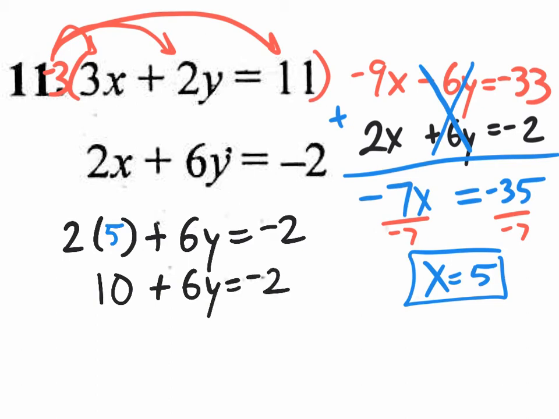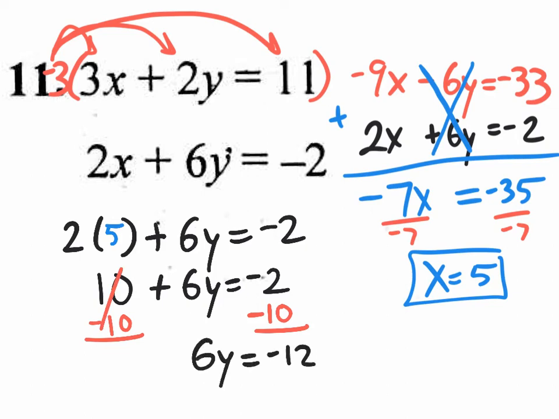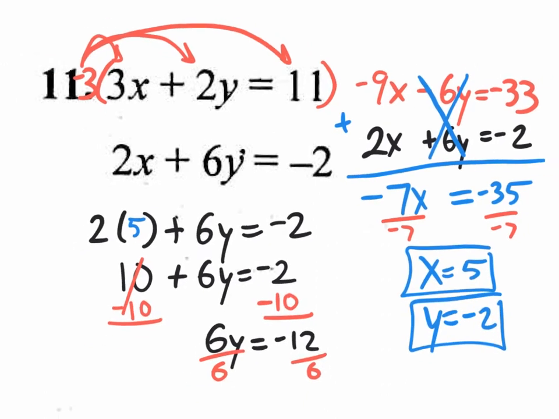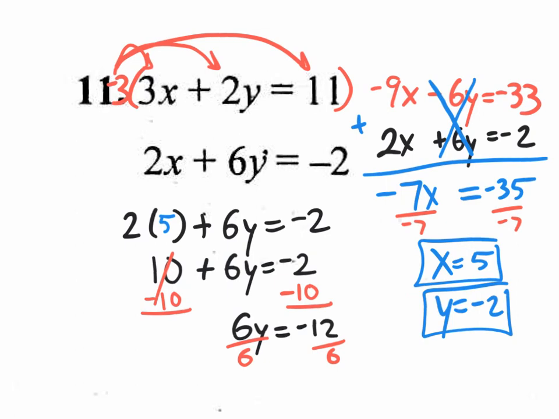All I need to do is get rid of that 10 by subtracting 10, subtracting 10. I will have 6y equals negative 12. Final step would be to divide by 6, which gives us our final answer, y equals negative 2. So this system has an answer. The answer is the coordinate 5, negative 2.